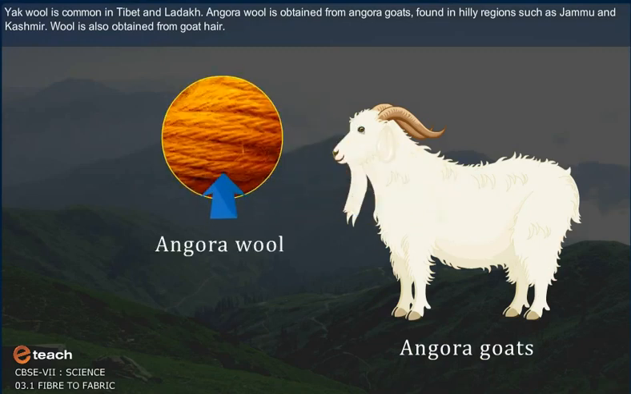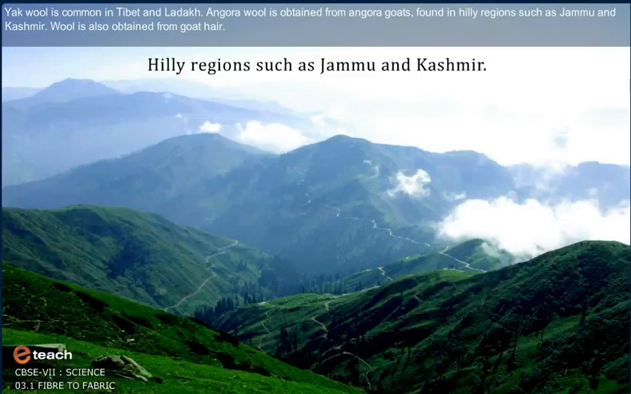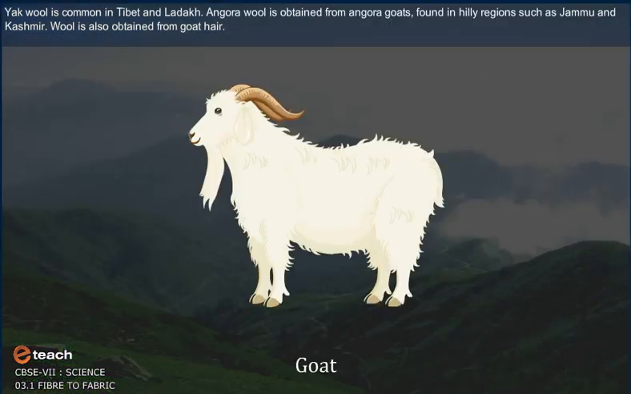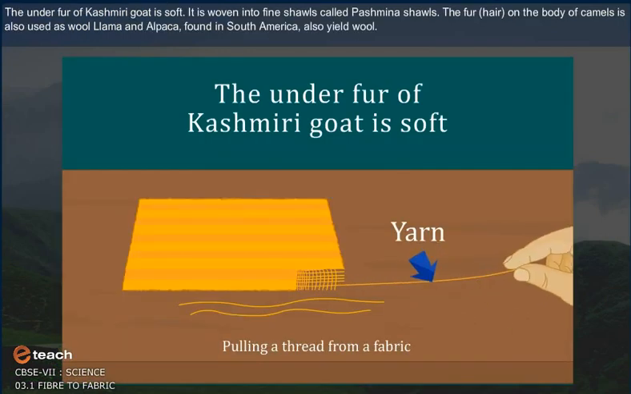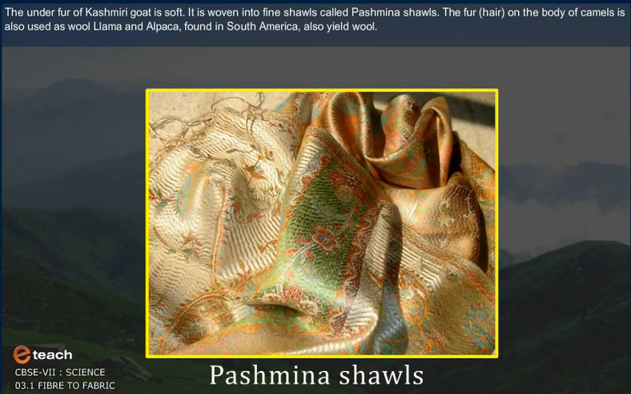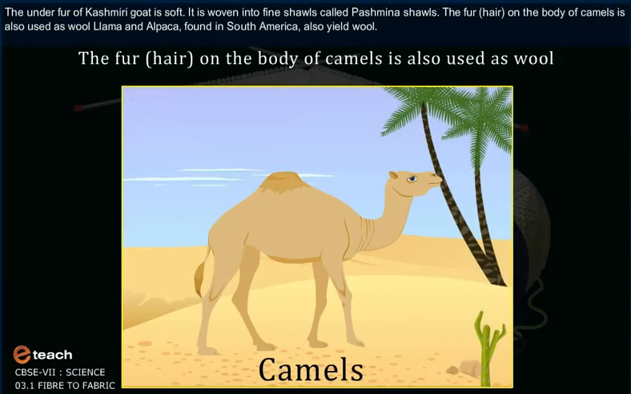Angora wool is obtained from Angora goats found in hilly regions such as Jammu and Kashmir. Wool is also obtained from goat hair. The underfur of the Kashmiri goat is soft. It is woven into fine shawls called pashmina shawls.